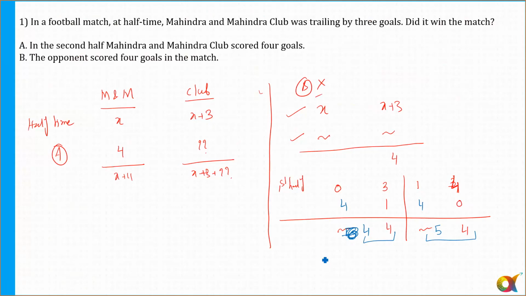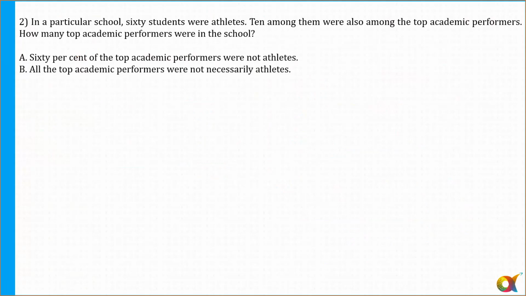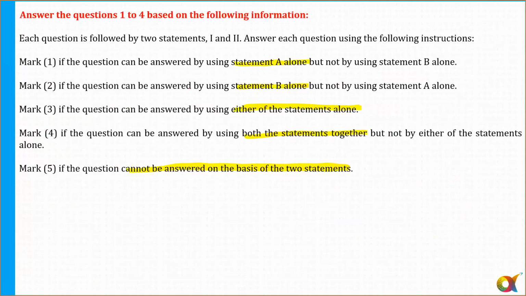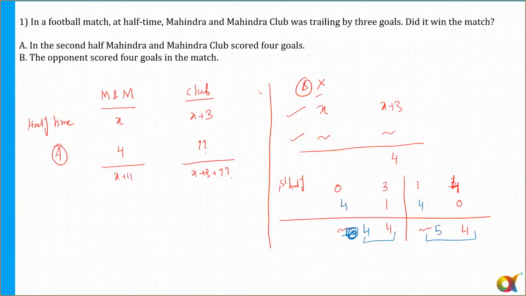So the question is, did it win? We can't say anything. There is a possibility that the match is either a draw or a win. So we are not getting a unique answer. It may be a draw or it may be a win. So what should be the answer? That it is not sufficient. So the correct answer should be option number 5, that the question cannot be answered on the basis of these 2 statements. The correct answer for this question is option number 5.